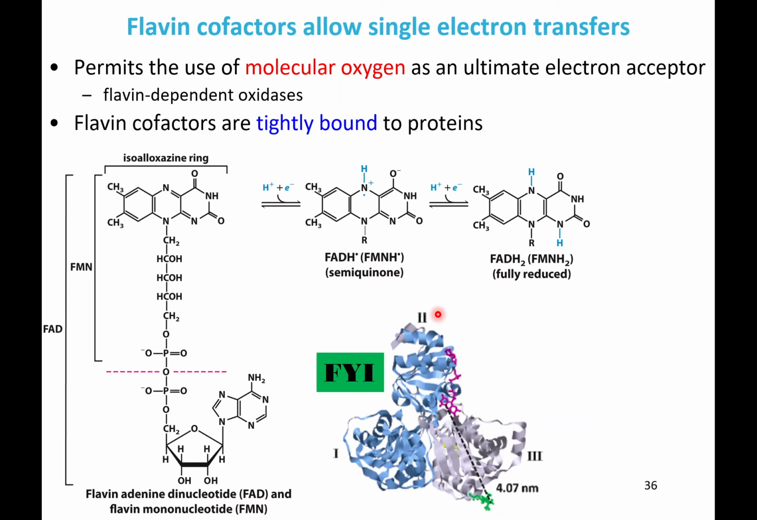Why is that important, that it transfers a single electron? Well, that permits the use of molecular oxygen as an ultimate electron acceptor, because you can transfer one electron at a time. Unlike NADH, which can be dissociated from a protein, flavin cofactors are tightly bound to their proteins. This is just an example of a flavin protein, ETF, which stands for electron transferring flavoprotein. You can see that the FAD group is right here, and it is very strongly attached to that protein.